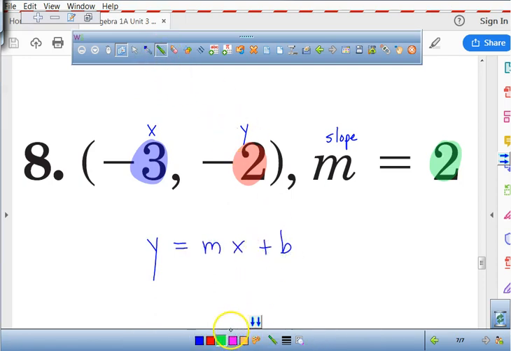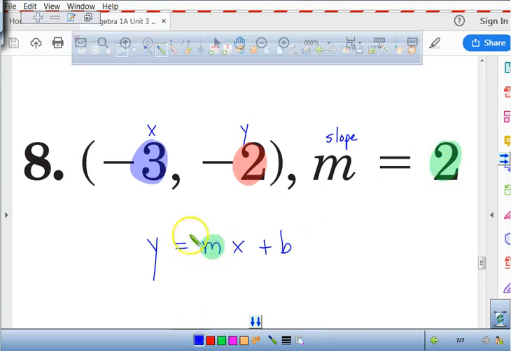See if you can do this one from beginning to end. We're going to take m and plug it in there. We're going to take x, plug it in there, and we're going to take -2 and plug it in there. So plug in the numbers and see if you can solve for b.